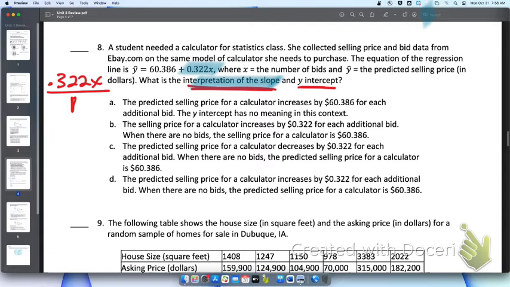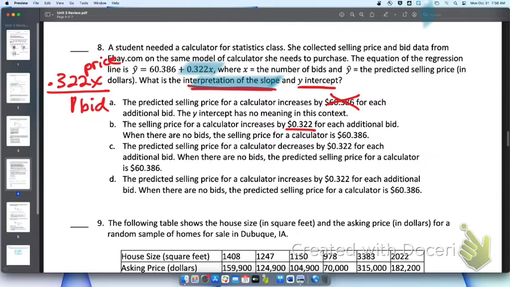So the predicted selling price for a calculator increases by 60.386 for each additional bid. Okay, the problem with this one is that it is not the slope value. I'm trying to interpret the slope first, then the y-intercept. The selling price for the calculator increases by 0.322 for each additional bid. Remember, x is my bid, so for each additional bid, I get an increase in y, which is my price. So it's always y over x, rise over run: a 0.322 increase in price for each additional bid.